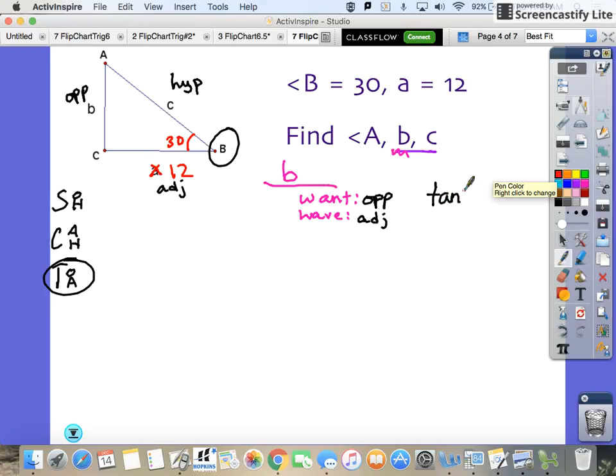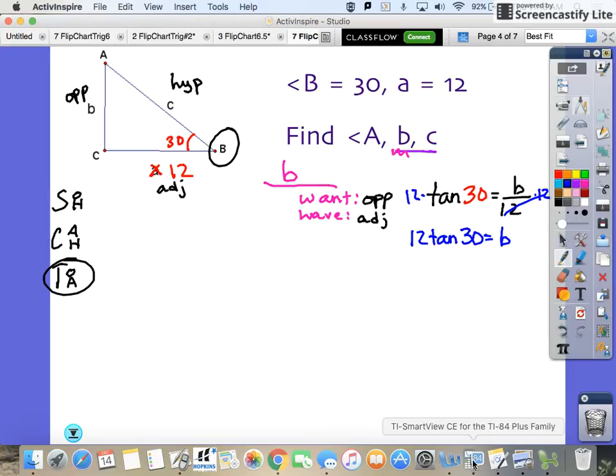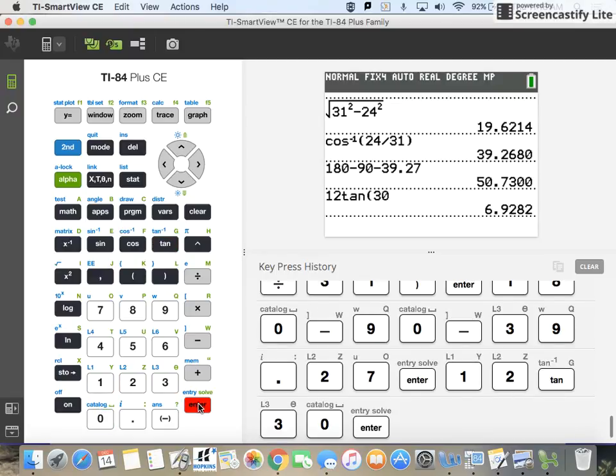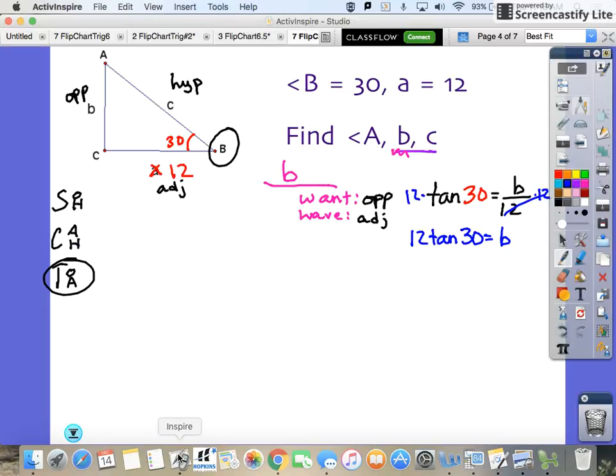of B, which is 30 degrees, equals our opposite side, we don't know, divided by our adjacent side, 12. To solve here, what we do is multiply by 12 on both sides. So 12 tangent of 30 is equal to B. 6.93. Okay, so that is this side, 6.93.